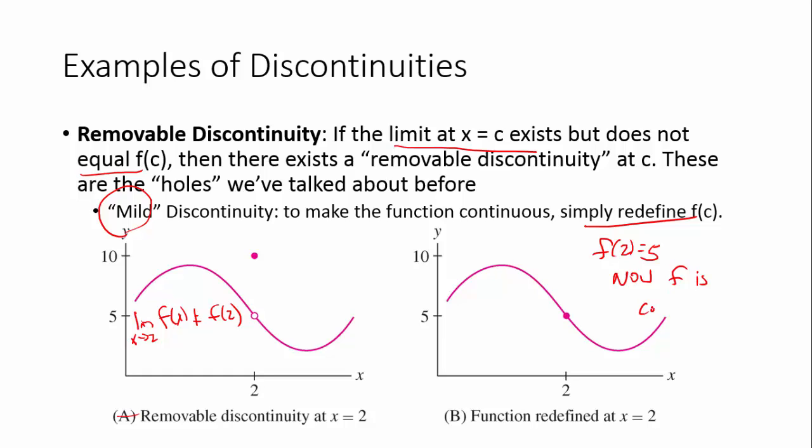Now f is continuous at x equals 2. This will happen sometimes with piecewise functions. You know, this might have been a piecewise function for everything except x equals 2. So just change it and say, well, when x equals 2, have it be a part of the function. And you're all good to go. Filling in the hole. Okay?